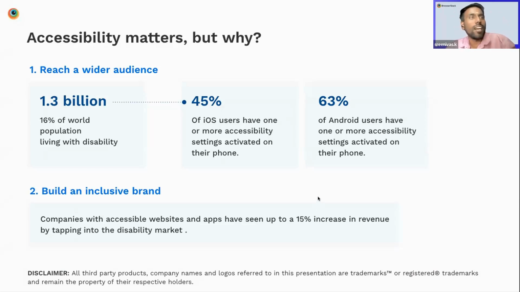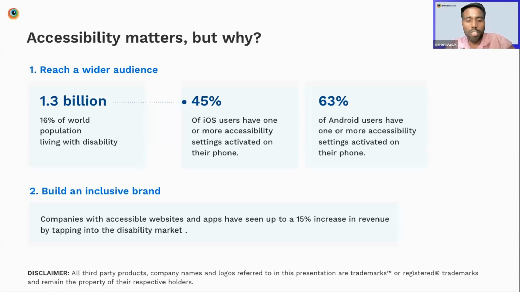So I would like to get started with why accessibility is important. Right, we all know that accessibility matters, and accessibility experts have been talking about it, but there are 3 obvious reasons why we should talk about accessibility. First and foremost, you reach a wider audience by making sure that your app is accessible. So a couple of data points to share here. Most of them are already known to everyone.